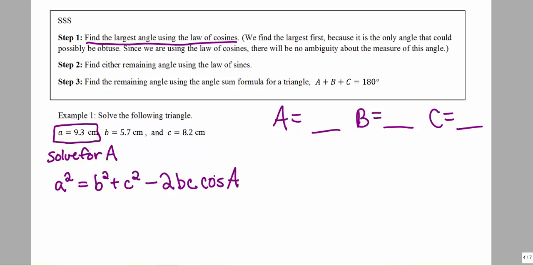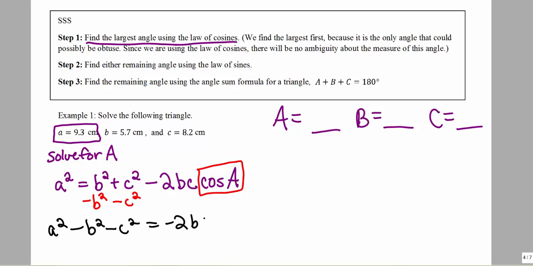Now we know everything except for angle A, and that's what we're trying to solve for. So let's get cosine of A by itself on one side. So I'm going to subtract all of the terms that don't have cosine A in them. So we're going to rearrange this equation here to get that by itself. And since I'm multiplying negative 2 times B times C times cosine A, in order to get rid of minus 2bc, we're going to divide on both sides by minus 2 times B times C.